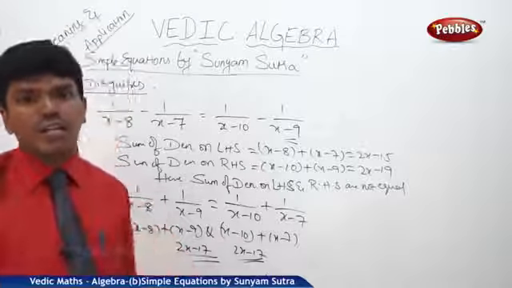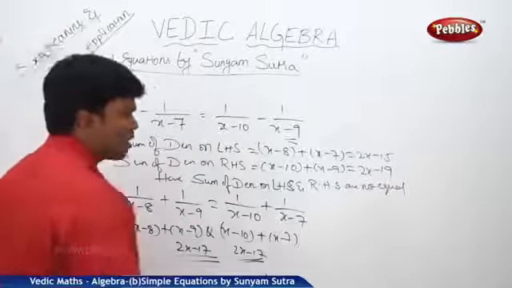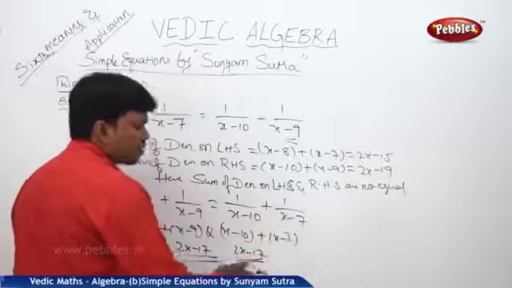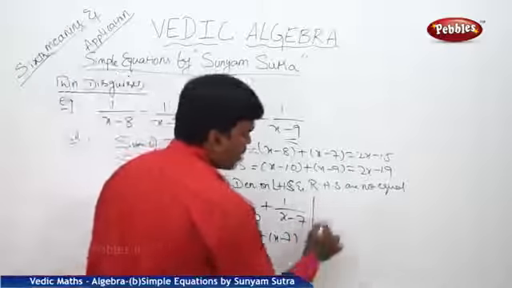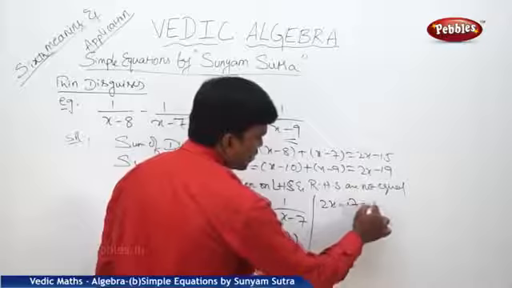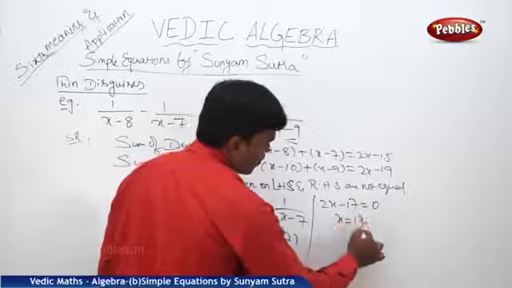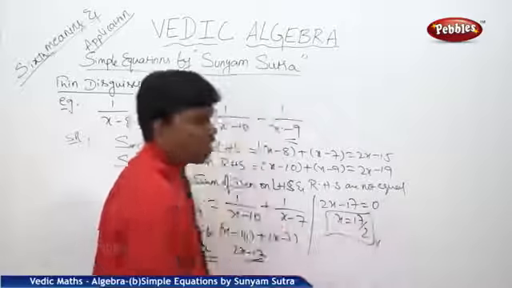Now you can apply the sixth meaning and its application. So what is the sixth meaning? If both the sums are the same, we simply equate the sum to 0 to get the answer. So x equals how much? 17 by 2. Like this we can get the answer.